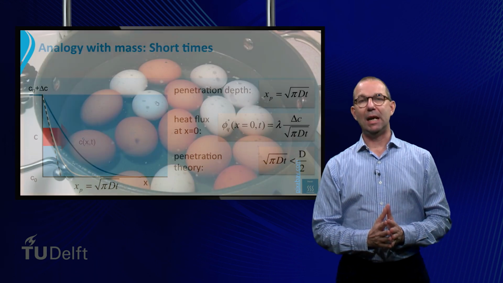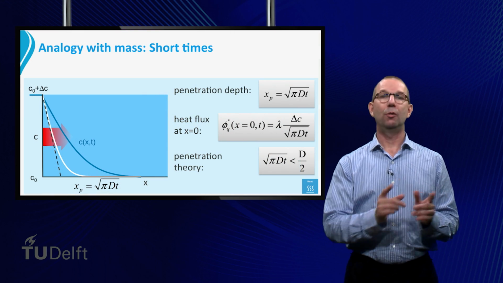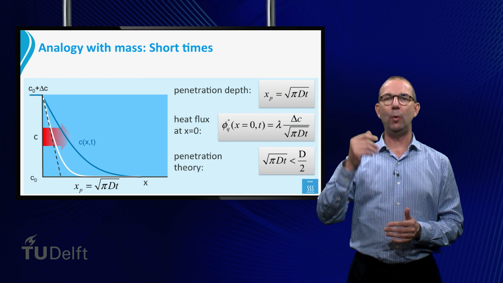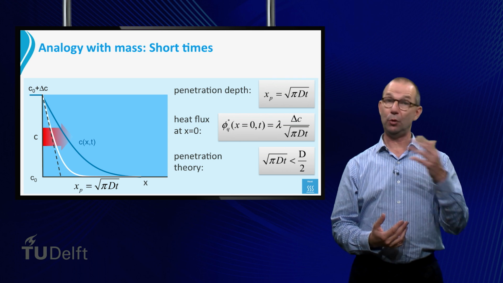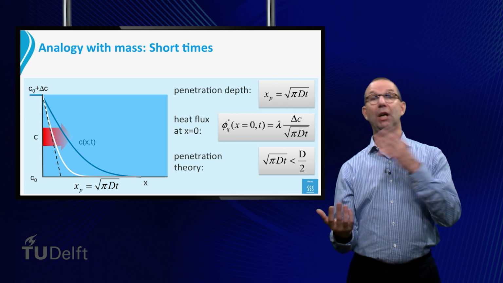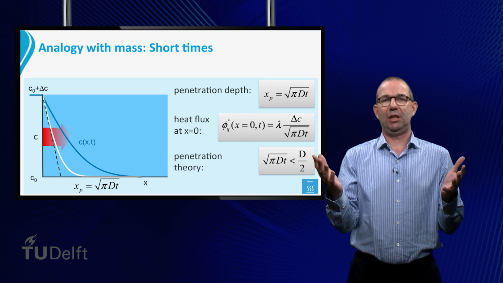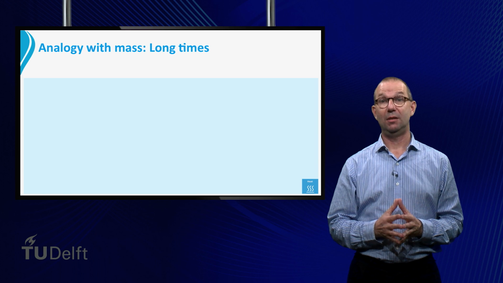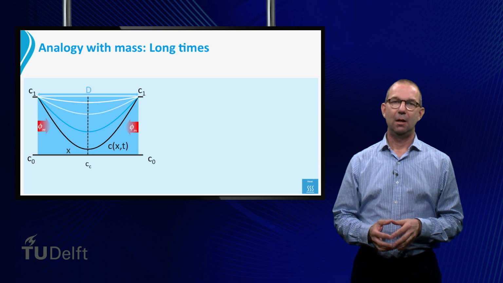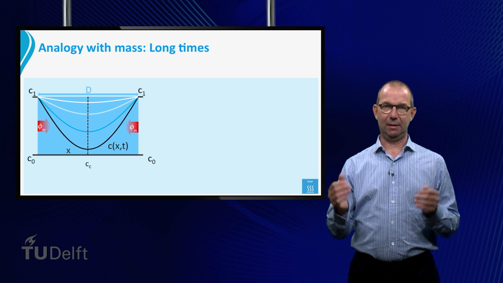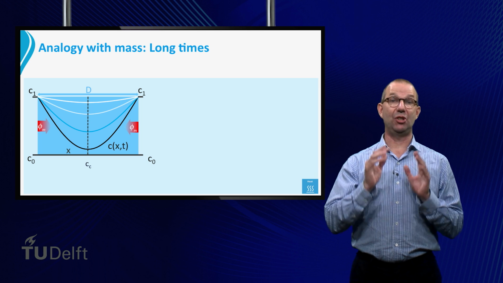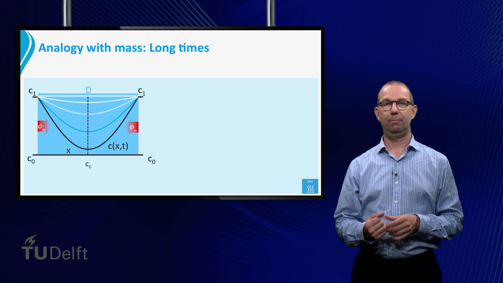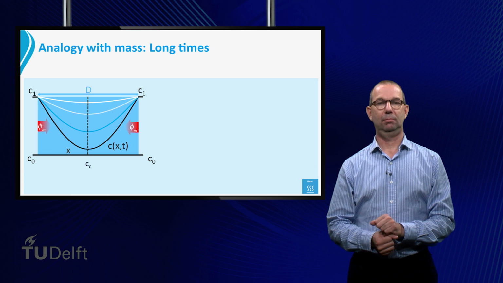Do you remember the analogy of mass transfer with heat for short times? Pretty much everything stayed the same. All we had to do is change A for D and delta T for delta C. Other than that, all ideas were the same. Well, guess what? For long times, that is also the case. The picture of the heat penetrating and the object getting warmer is just replaced by a completely similar one. But now with concentration and diffusion of mass.